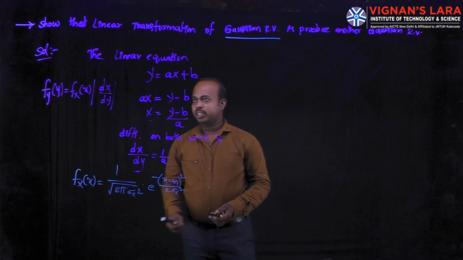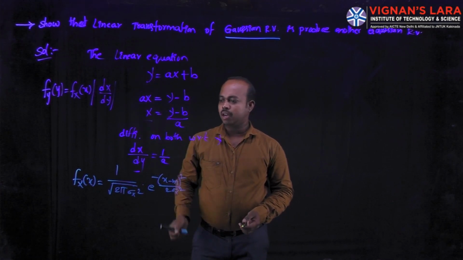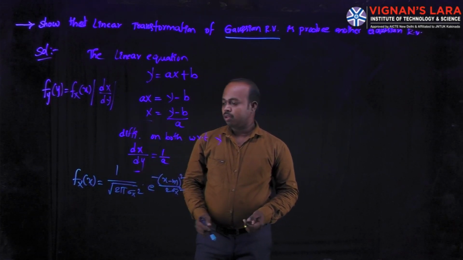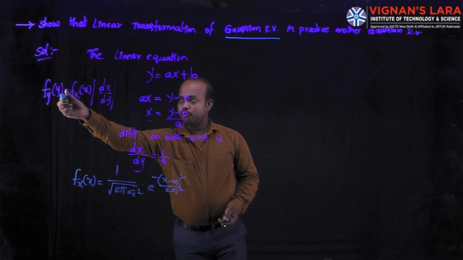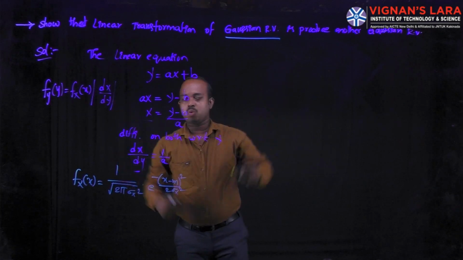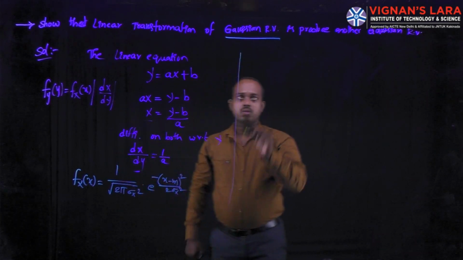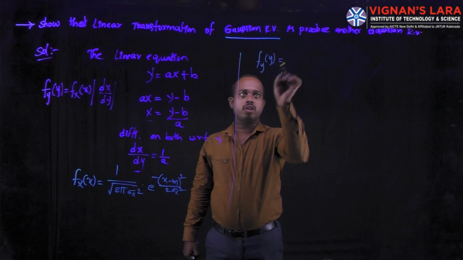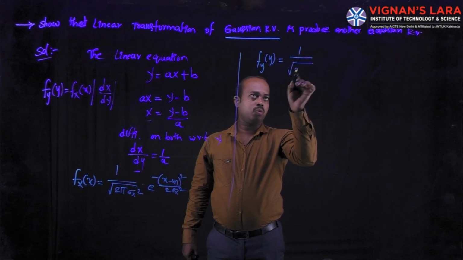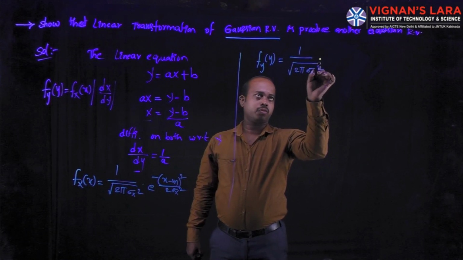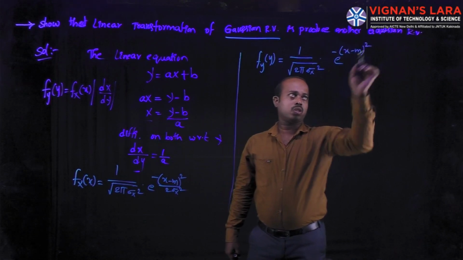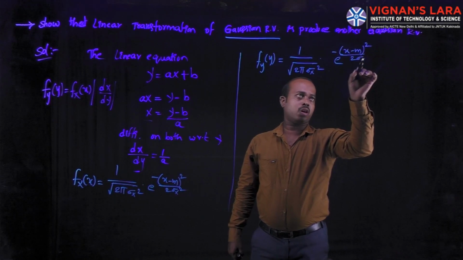In this equation, we find the x value from the linear equation, and we can also find the dx/dy quantity by differentiating the linear equation with respect to y. Now you can find fY(y) by using these two quantities: the density function of the Gaussian random variable and the dx/dy quantity. First of all, I am writing fY(y) equal to the density function, which we already know: 1 divided by square root of 2 pi sigma x square into e power minus (x minus m) whole square divided by 2 sigma x square.